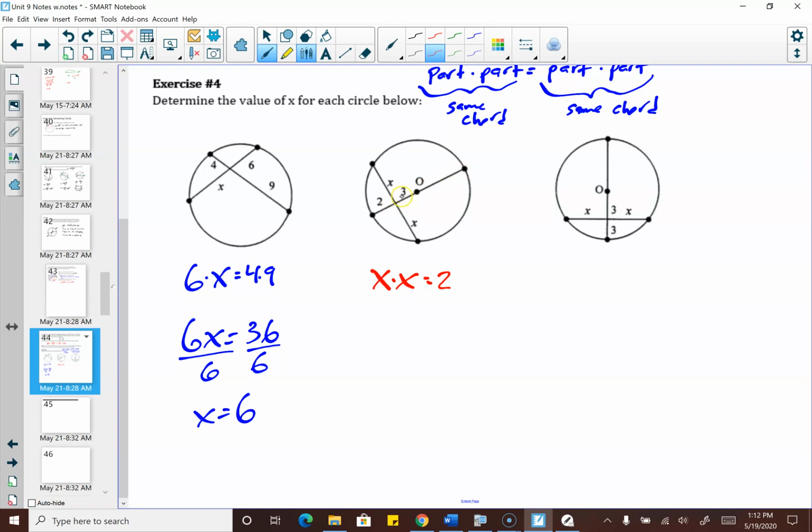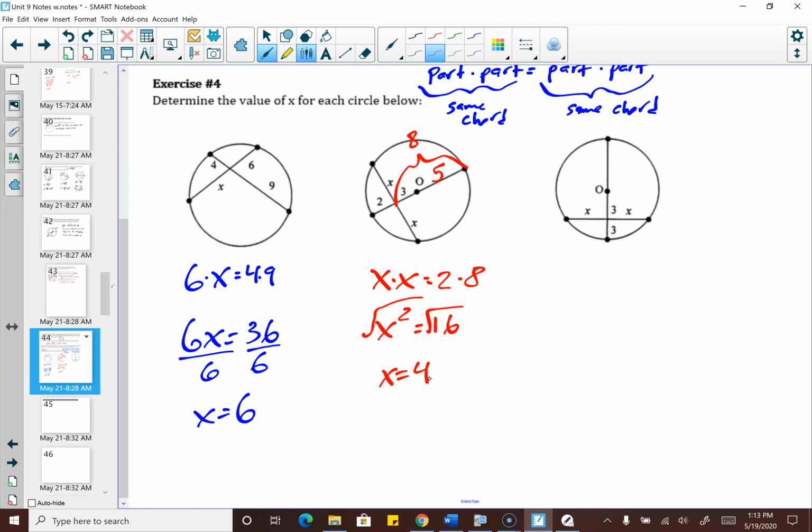Now, why did they give us the 3? They gave us the 3 to show that 3 plus 2 is 5, so our radius is 5. So we know that the distance from O to that side of the circle is 5. But what does it really make the other side of the chord? It makes it 8. So we have to do 2 times 8. So we're not just multiplying by that number they gave us. We have to multiply by everything that's on the other side of that chord. So x times x is x squared. 2 times 8 is 16. Square root both sides, and you get that x is 4. It's not going to be plus or minus 4 because we know our circles can't have negative lengths.